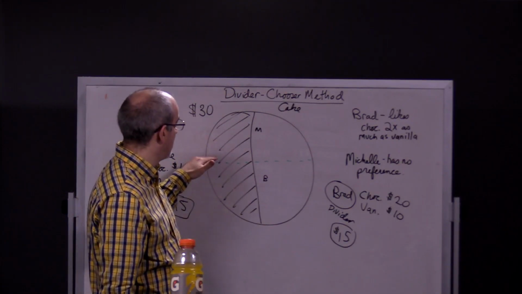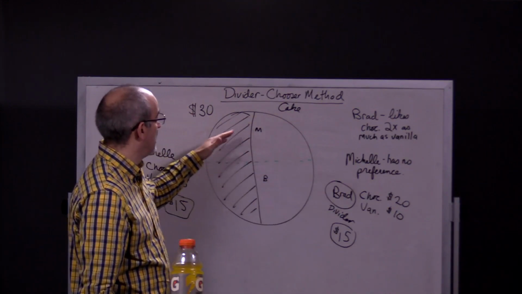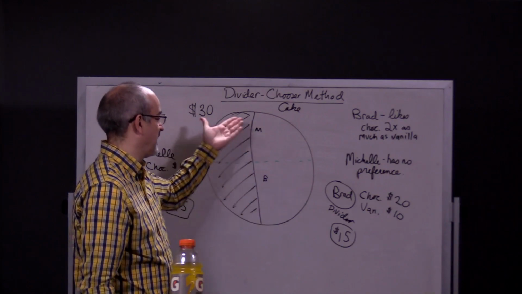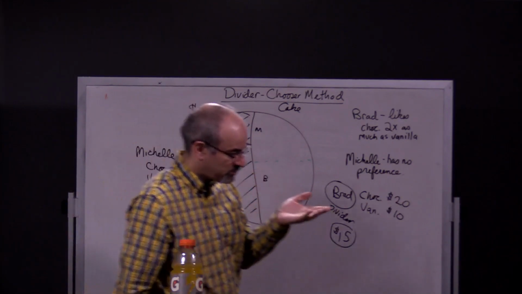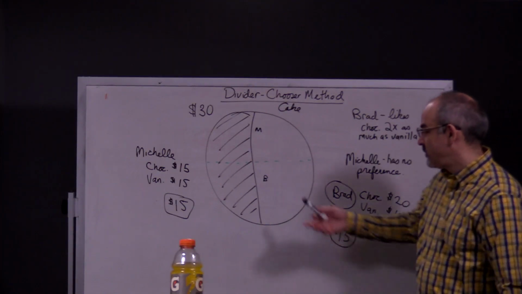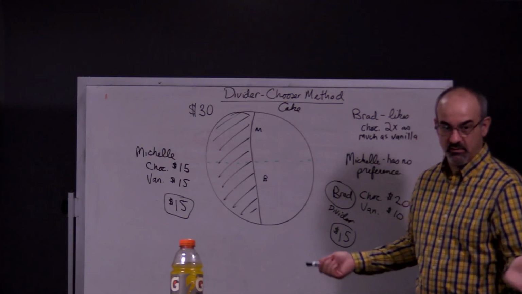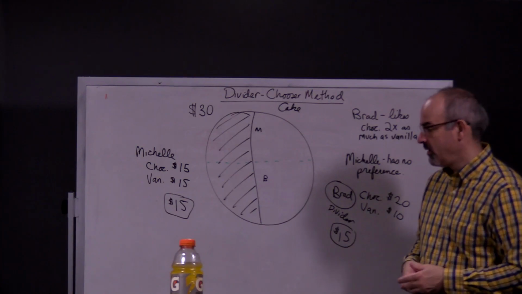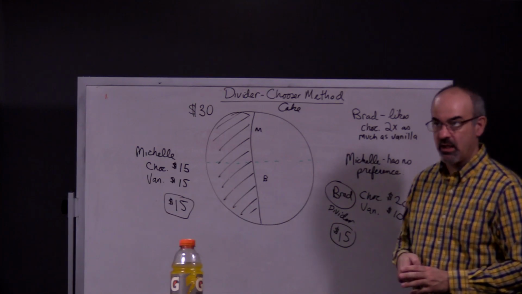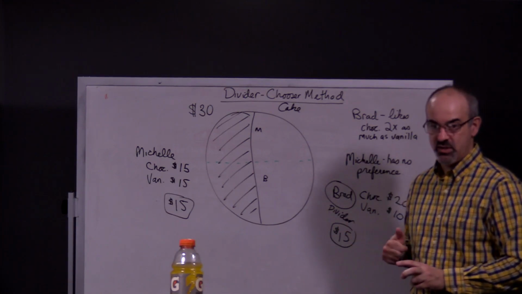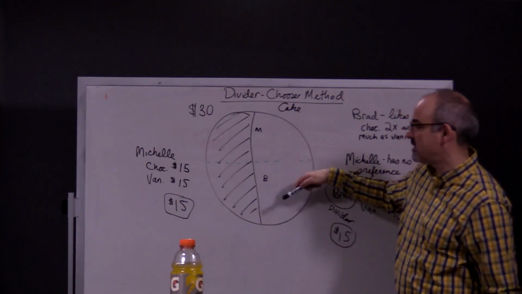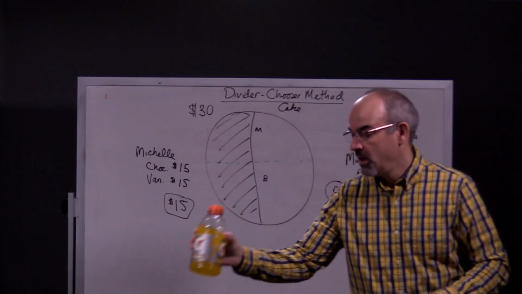So with Brad as the divider, he cuts the cake this way. Michelle, like I said, could pick either piece because it doesn't matter to her. And then Brad just takes the other piece, and it turns out that they both get $15 worth. Brad knew he was going to get $15 worth because he cut the cake knowing that no matter what piece she picked, both pieces were worth $15 to him.